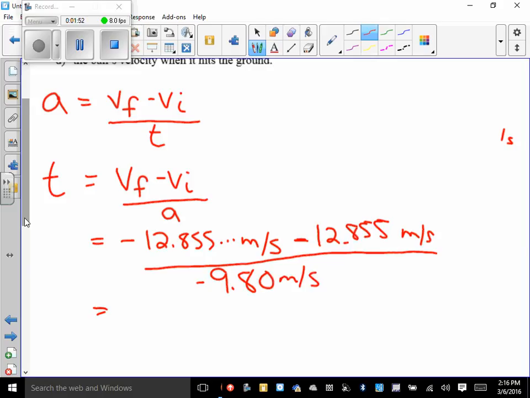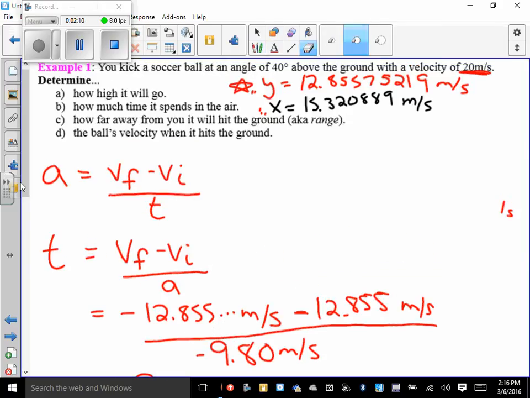When I calculate this out and round it, I get 2.62 seconds. Okay, so take a second, try that out. Now, let's try this question another method, knowing we got that.